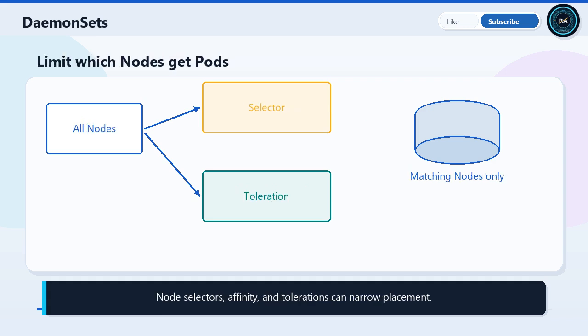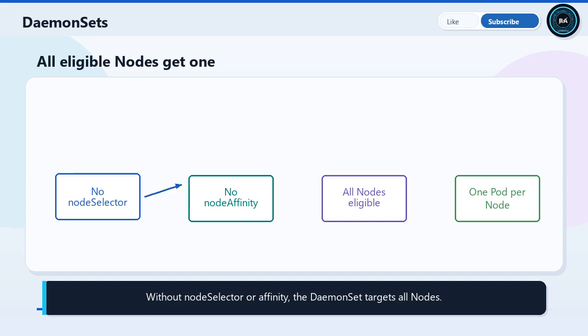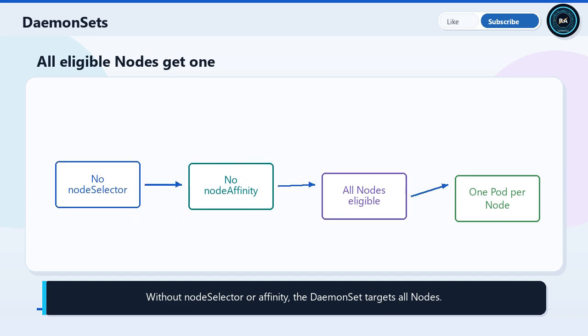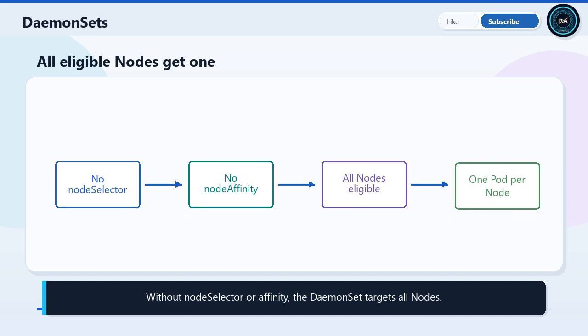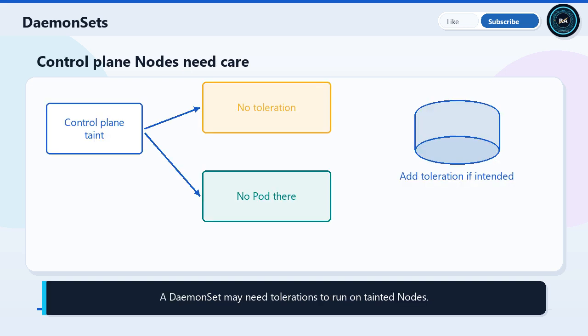A DaemonSet does not have to run on every node. Node selectors, affinity, and tolerations can limit which nodes are eligible. If the pod template has no node selector and no node affinity, the DaemonSet controller targets all nodes. Add those constraints only when the daemon should run on a subset. If control plane nodes are tainted, a DaemonSet will not run there unless its pod template has a matching toleration.